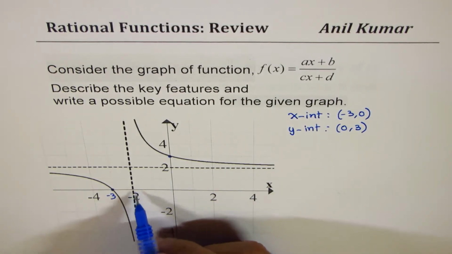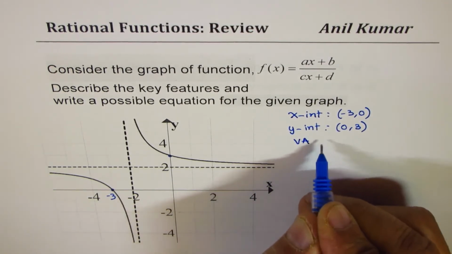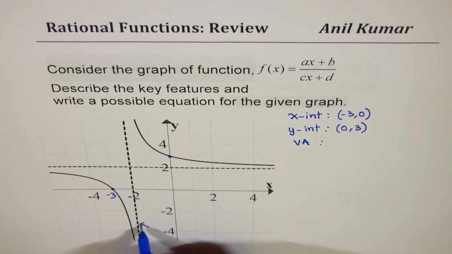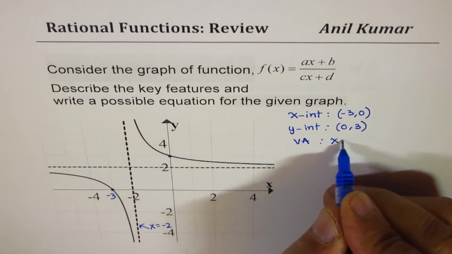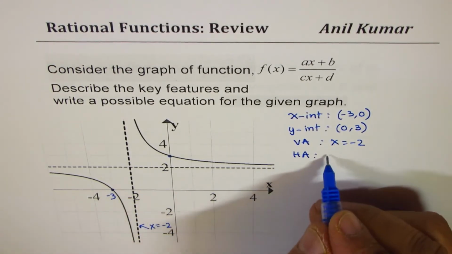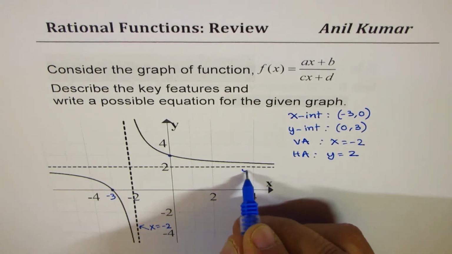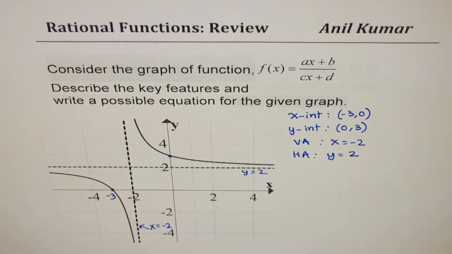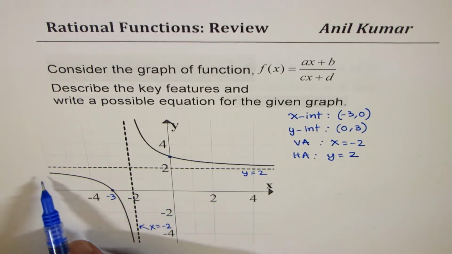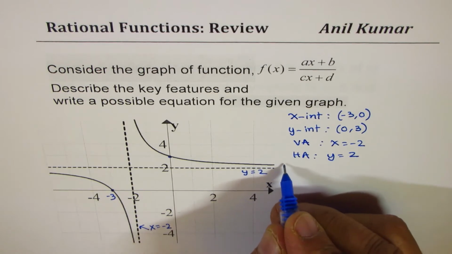And then the vertical asymptote. So the vertical asymptote is this one, which is x equals, let me write down here, x equals minus 2, right? And the horizontal asymptote, which is right there, y equals 2. So we'll write y equals 2. Is that okay? So these are 4 key features. Another key feature which we should always mention is, when you look at the graph, you can see it's always decreasing. So we say interval of decreasing.